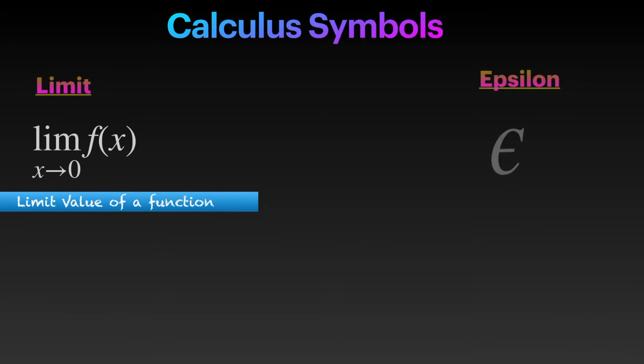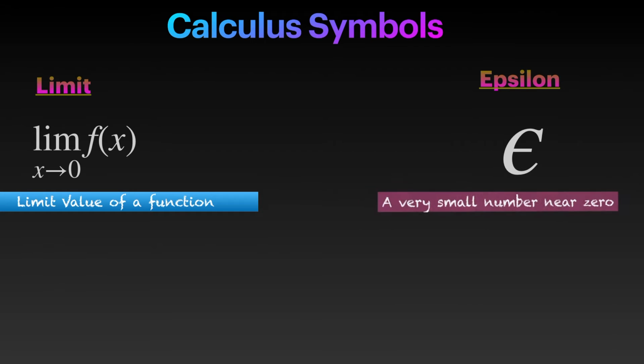The next symbol is epsilon. Epsilon is a very small number and it is nearly equal to 0. Next we talk about derivative symbols. They show the representation of first derivative.